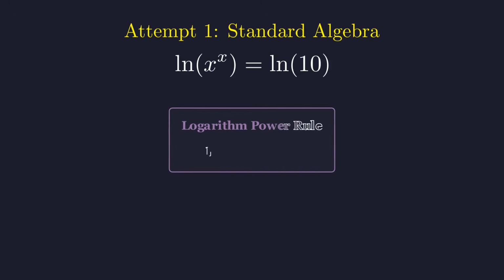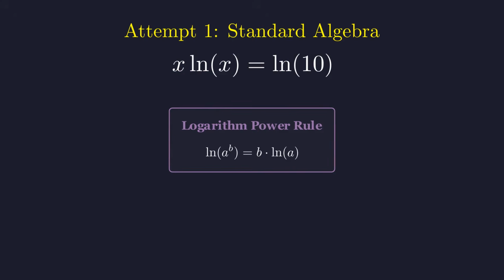We now invoke a fundamental property of logarithms. The log of a number raised to a power equals that power multiplied by the log of the number. Applying this rule to the left side will bring the x down from the exponent. This simplifies our equation to x times the natural log of x equals the natural log of 10.